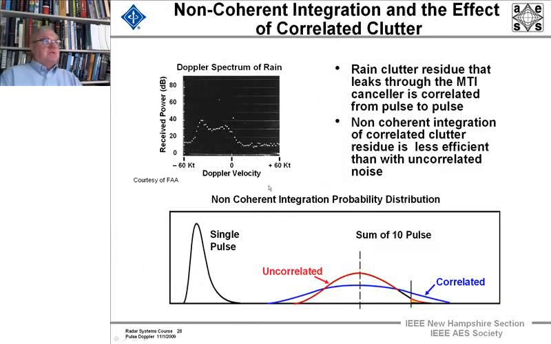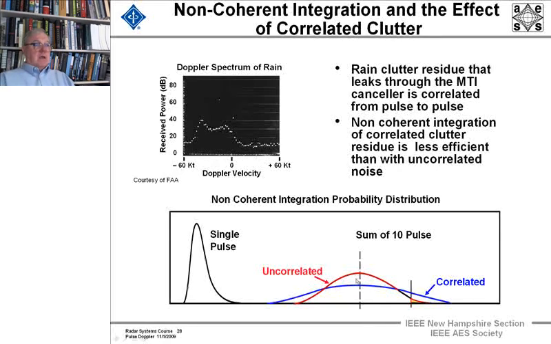Now, one of the points I want to make, and this is about the Doppler spectrum of rain, is that rain clutter residue that leaks through the MTI canceller is correlated from pulse to pulse. And non-coherent integration of correlated clutter is less efficient than uncorrelated clutter.